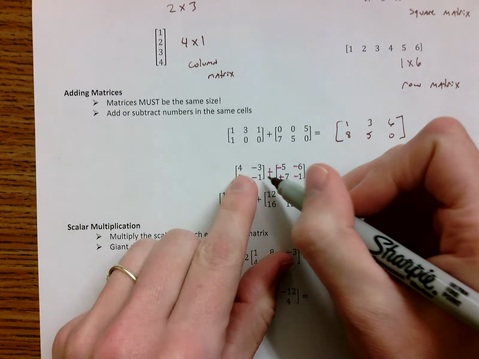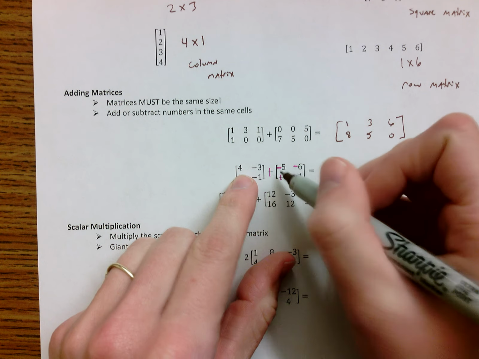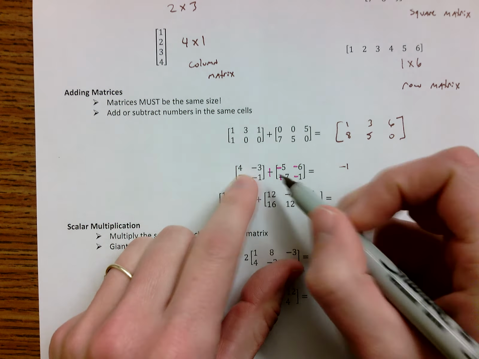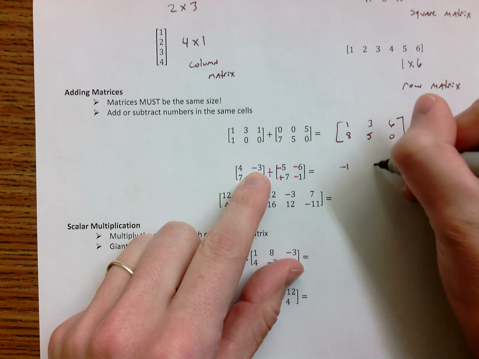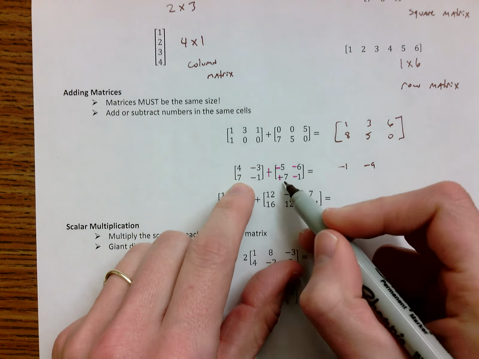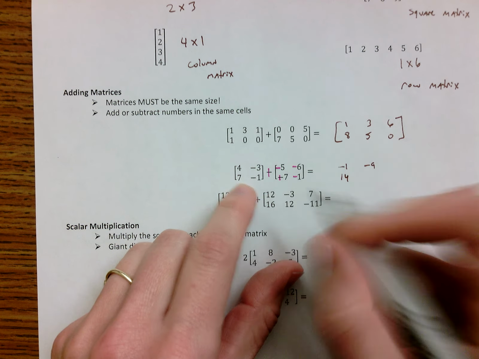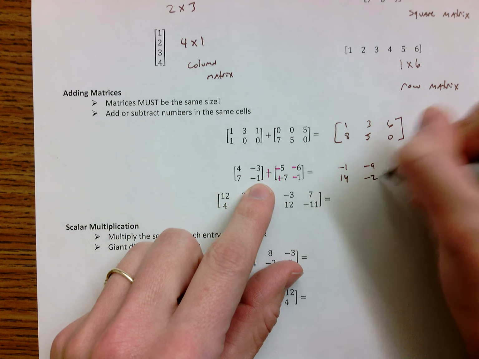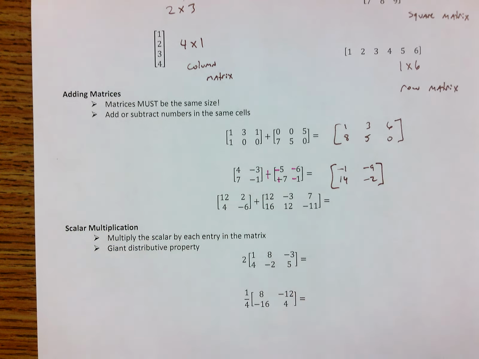Okay, so now instead of doing 4 minus something, I'm doing 4 plus negative 5 is negative 1. Negative 3 plus negative 6 is negative 9. 7 plus 7 is 14. Negative 1 plus negative 1 is negative 2. So again, really easy.